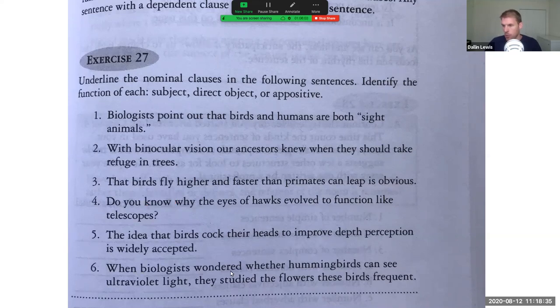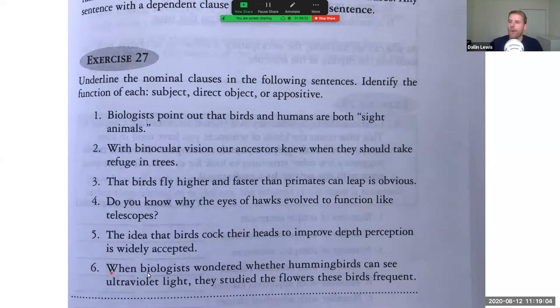Finally, when biologists wondered whether hummingbirds can see ultraviolet light, they studied the flowers these birds frequent. Now we have to be mindful here because we have this comma, and that indicates that this is a dependent clause, but a dependent clause could have a nominal clause as one of its parts. So let's dig into it a little bit more. When biologists wondered whether hummingbirds can see ultraviolet light.